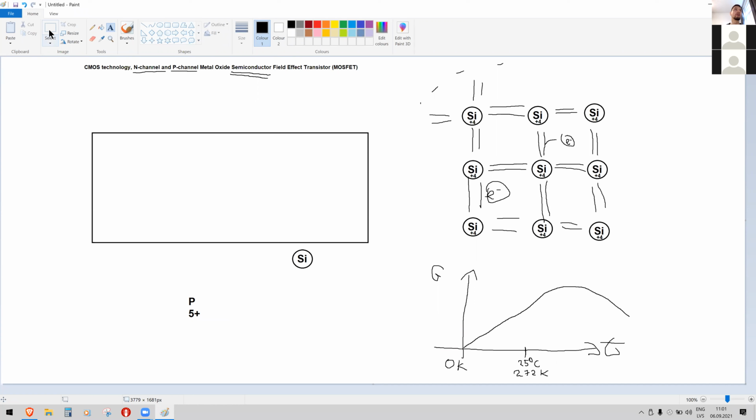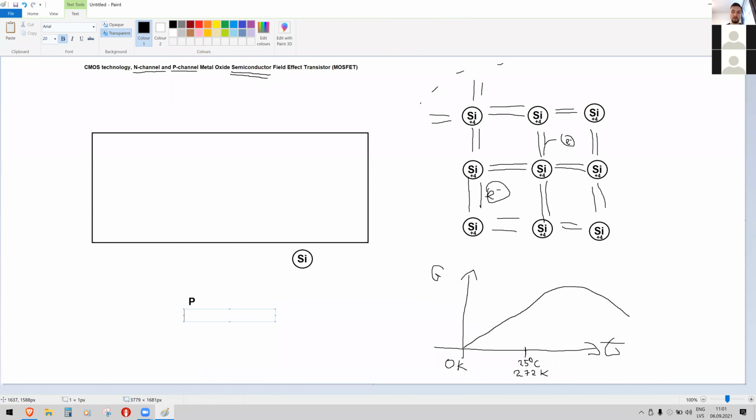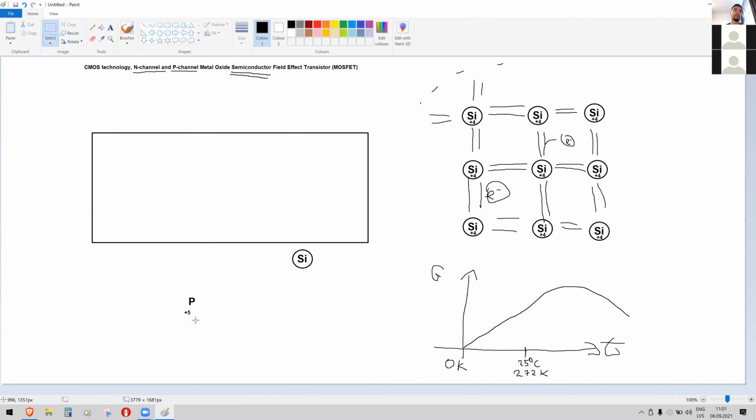Maybe a little bit smaller letters. So phosphorus and 5+, like this. So our little friend phosphorus has 5 electrons. And what people had decided to do, I don't know why, I wasn't born yet, but they decided that they're going to dope pure silicon with phosphorus atoms.